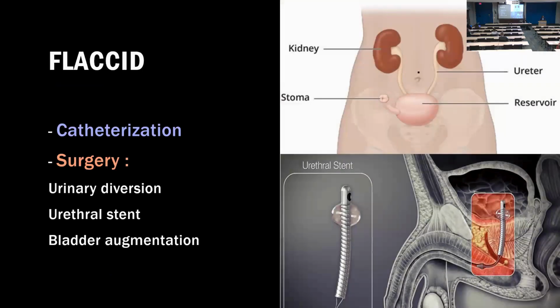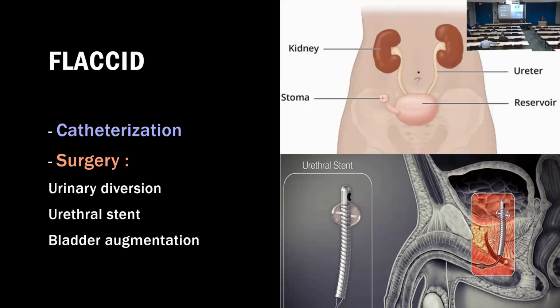These medications do not work well on flaccid bladder. So what are your options? You have catheterization, or there are very fascinating surgeries that some institutes are doing. I have to talk to Dr. Borowski about any of the surgeries, whether she does those or not.